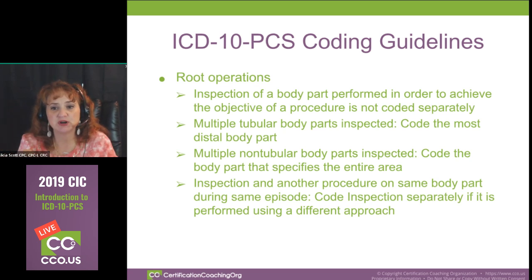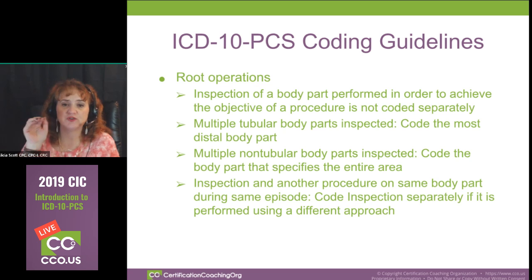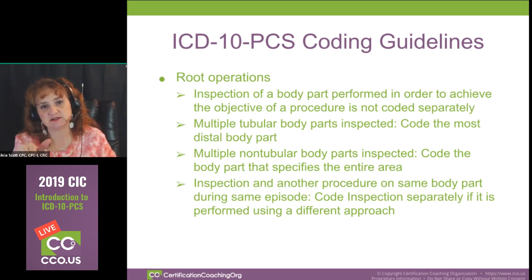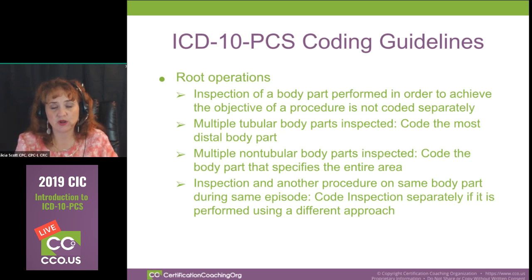Maybe multiple tubular parts, then you code for the farthest away from the midline. So that's distal instead of proximal. Got to know your medical terminology and anatomy, right? So if it's a tubular body part, meaning it's hollow, you'd code out to the farthest away from the midline, farthest away from the body. Maybe we're doing multiple non-tubular body parts being inspected, then you code the body part that specifies the entire area. This is non-tubular. This isn't a tube. This would be solid. Okay.